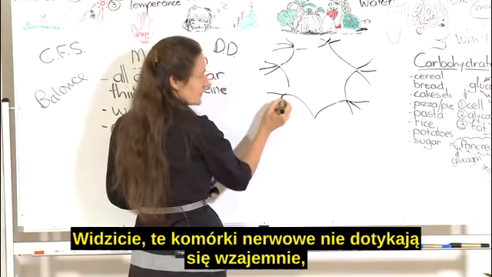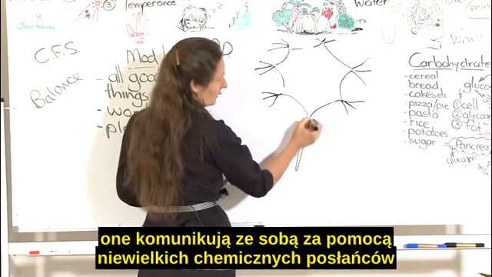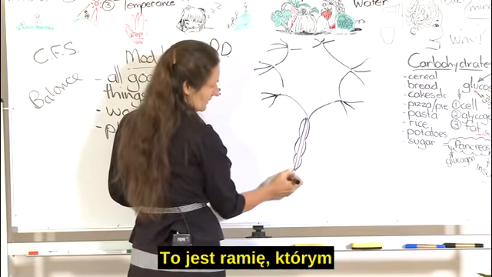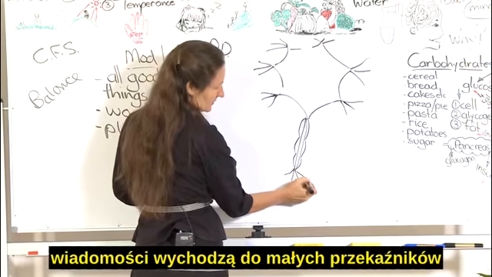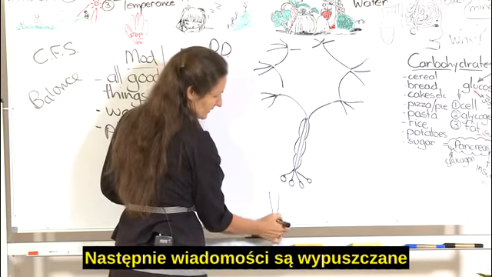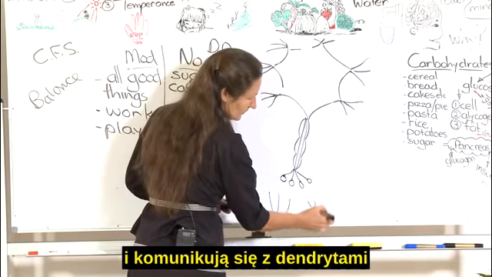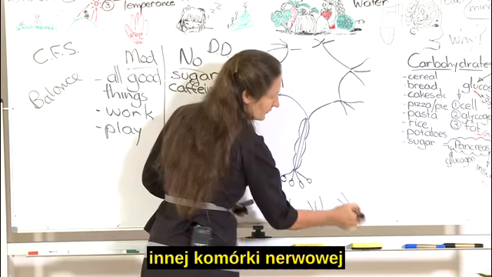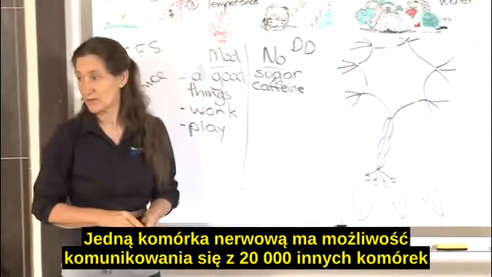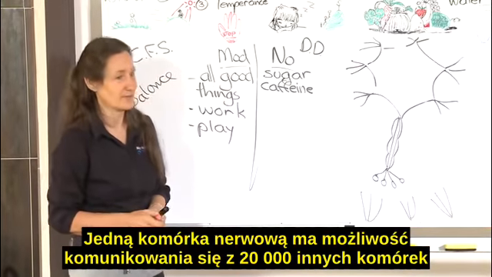You see, these nerve cells don't touch each other, they communicate with each other by little chemical messengers. This is the arm where the messages come out into the little boutons, and then the messages are released and they communicate with the dendrites of another nerve cell. One nerve cell has the ability to communicate with 20,000 other nerve cells.